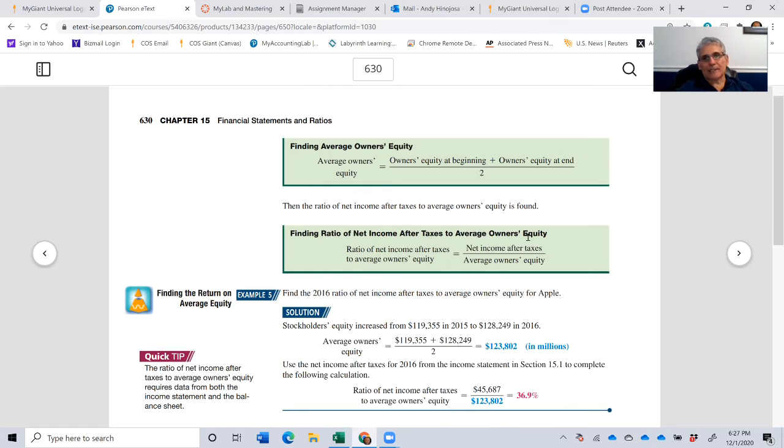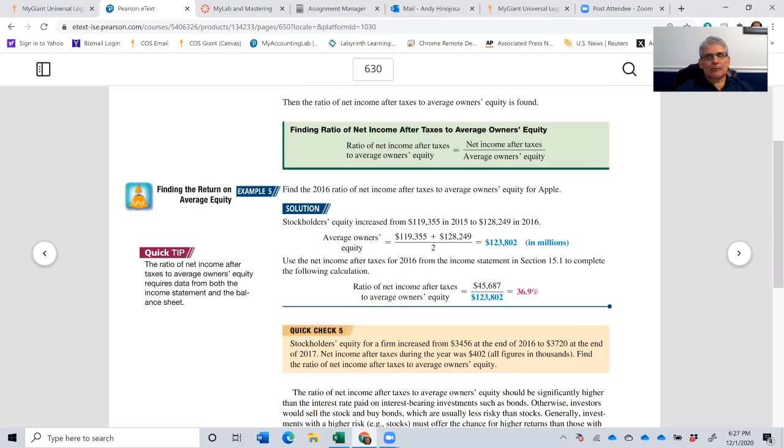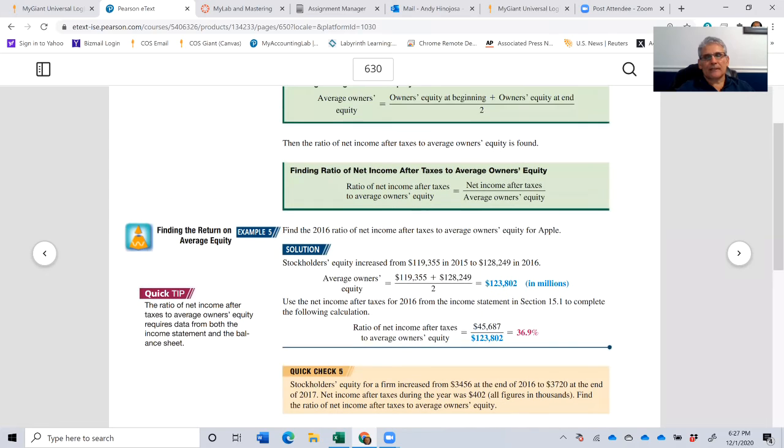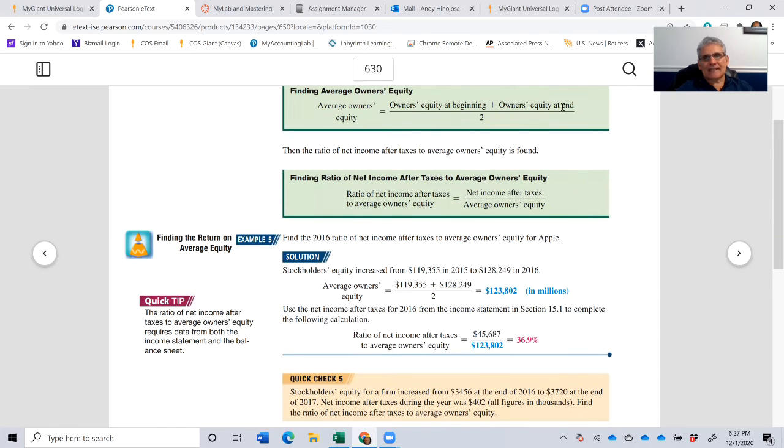Average owner's equity. Well, we need the average owner's equity in order to do this ratio. So the computation is going to be taking net income after taxes divided by the average owner's equity. So let's take a look at an example here so that we know exactly how this is computed. Find the 2016 ratio of net income after taxes to average owner's equity for Apple. Well, the first thing we need to do is compute what the average owner's equity is. And we have to scroll up, look at that formula again. It's taking the beginning plus the ending and dividing by 2.